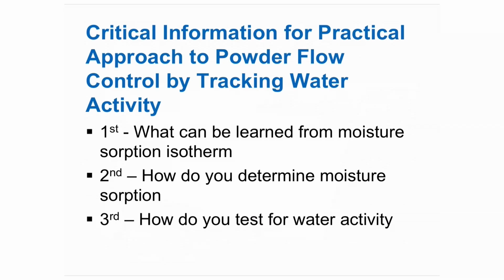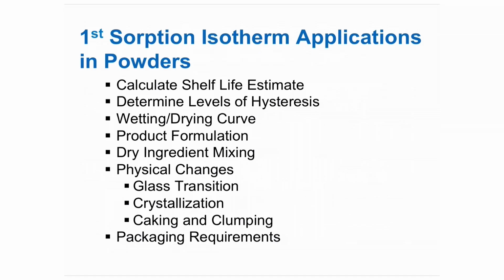So the critical information that you would need to be able to start using water activity to control the flow properties of powder is, first, you would need to figure out what you can learn from the moisture absorption isotherm to be able to set that moisture content or that water activity release specification. The next is to know how you would actually measure those moisture absorption characteristics to identify that water activity specification. And the third thing is how you would then test water activity as a quality assurance tool using the specification that's been established from research and development.